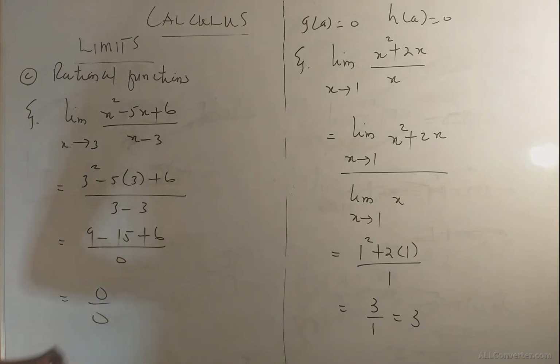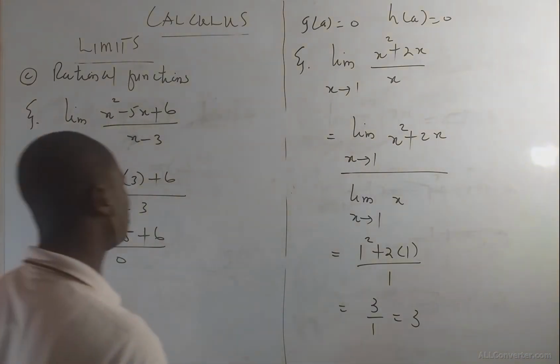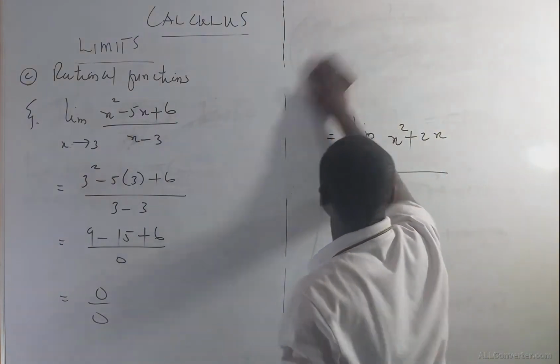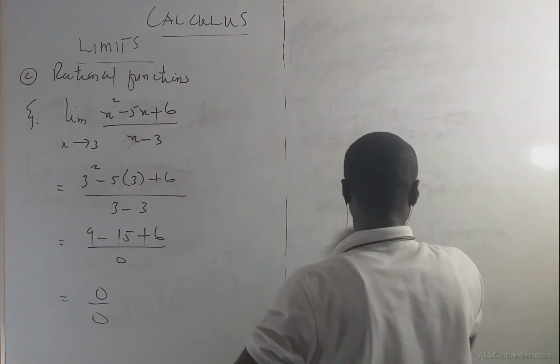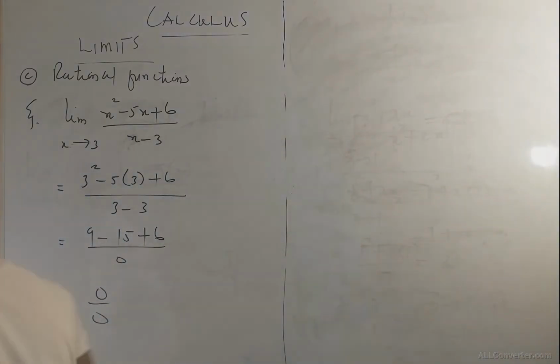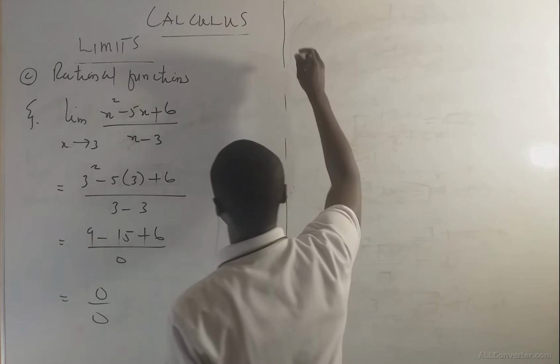Now when you are getting this, it means you need to manipulate the function you are given so that you'll be able to solve it. This is what I was talking about. Because we are getting 0 over 0, we want to do away with that. And so what we are going to do is manipulate the question we are given.